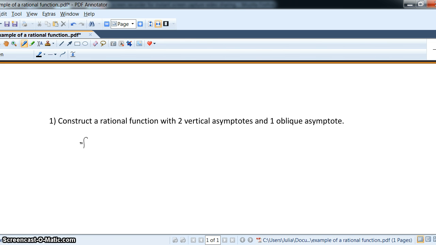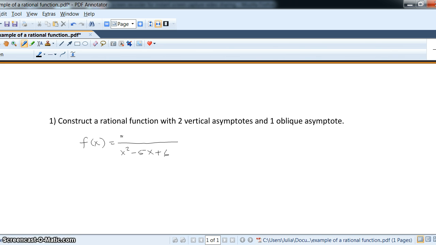Well, looks like we need to have a quadratic polynomial in the denominator in order to give us two zeros. So something that can factor to give us two zeros. So for example, x squared minus 5x plus 6. That's just to name one example. So anything that can be factored to give us two zeros would do.